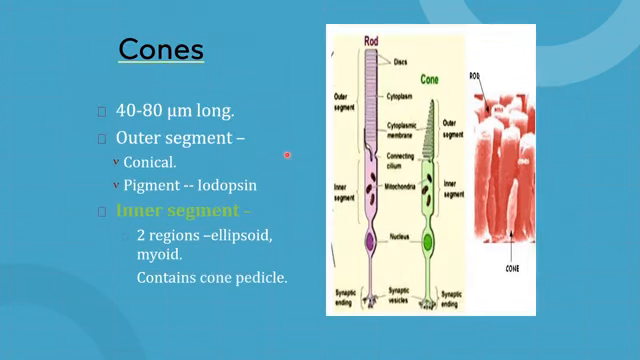And cones are 40 to 80 micrometers long. The outer segment is conical and contains the pigment iodopsin, and inner segment again has two regions, ellipsoid and myoid, and contains cone pedicle.